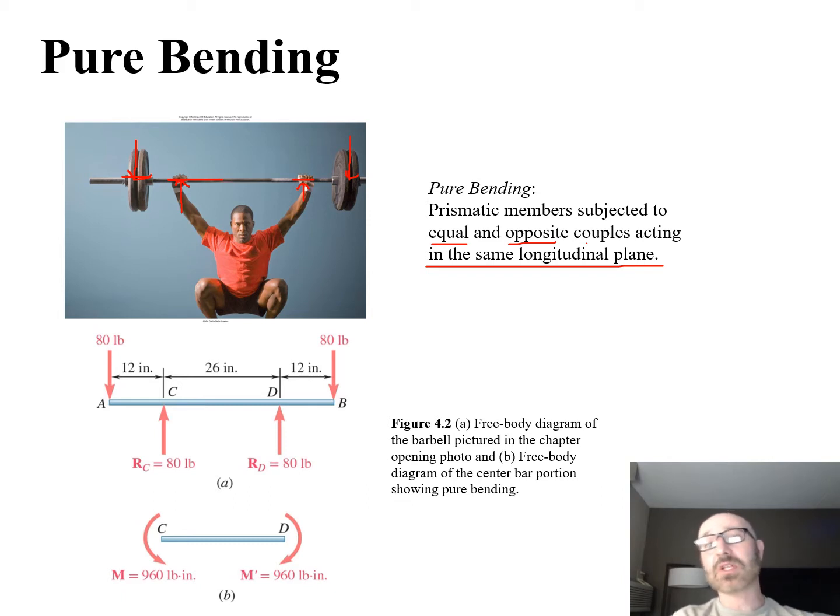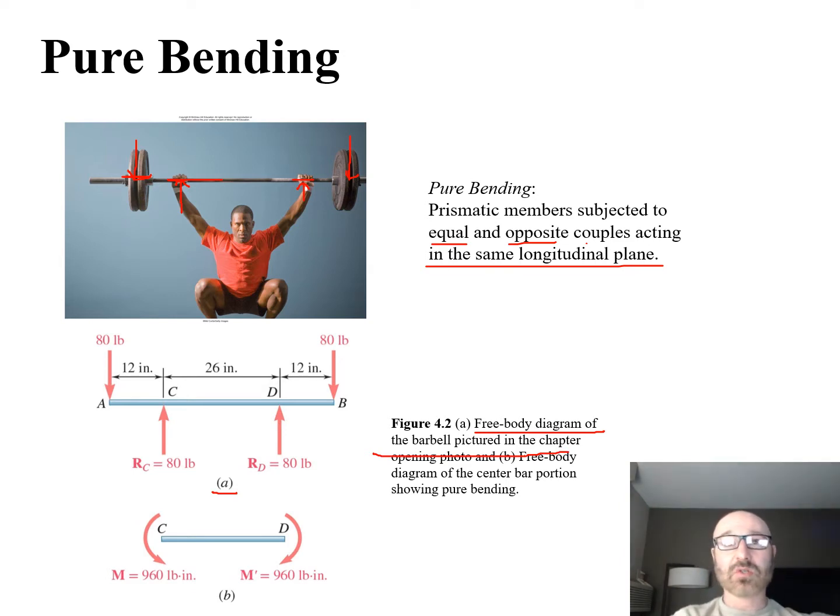But let's just take a look at a simplistic view of this. We'll consider one material. We're just going to look at it as a free body diagram with 4-point bending for point loads. So that's what we have here in part A. We have a free body diagram of the barbell pictured in the beginning of this chapter from our textbook. So we can see that down there.